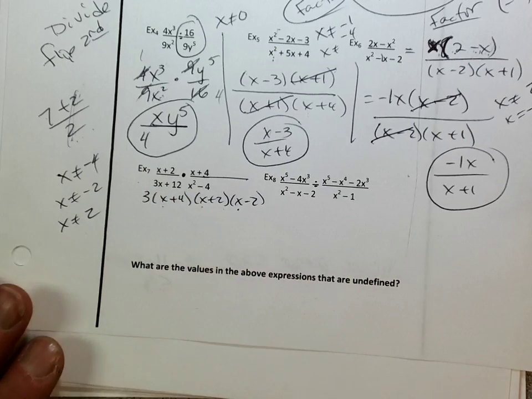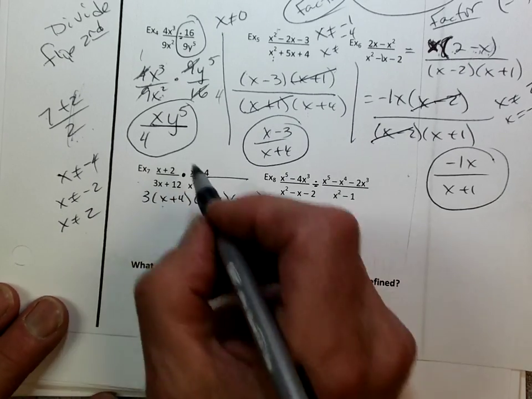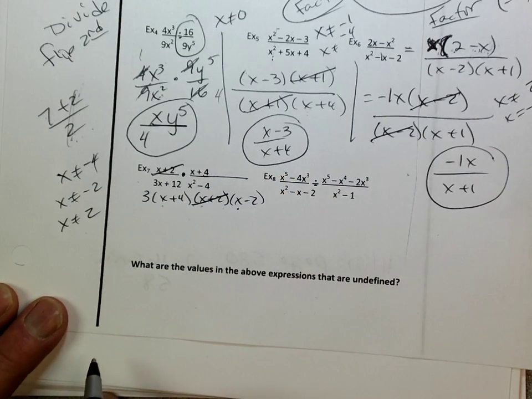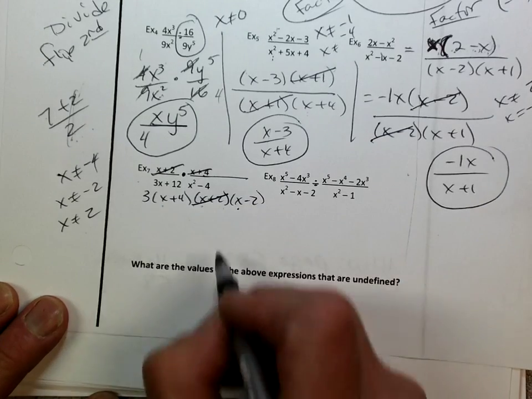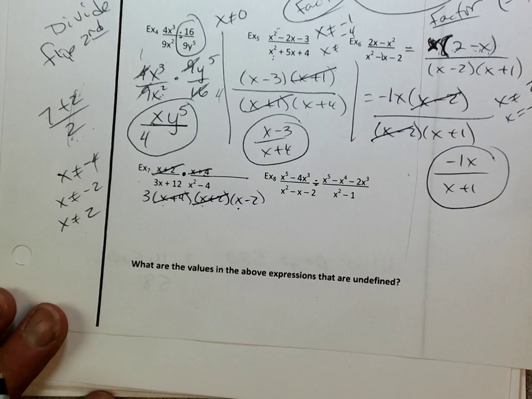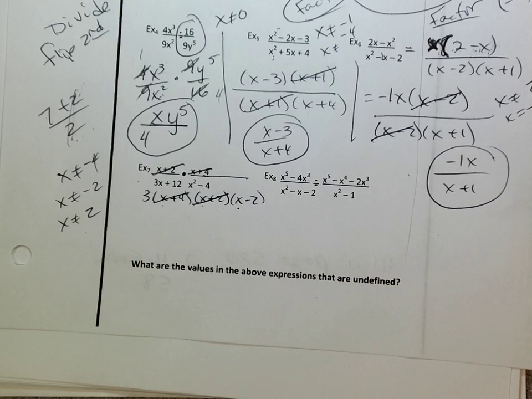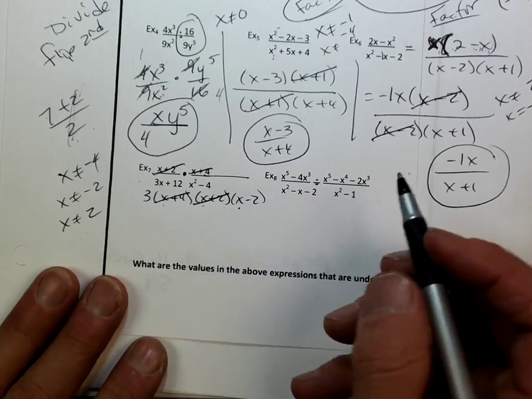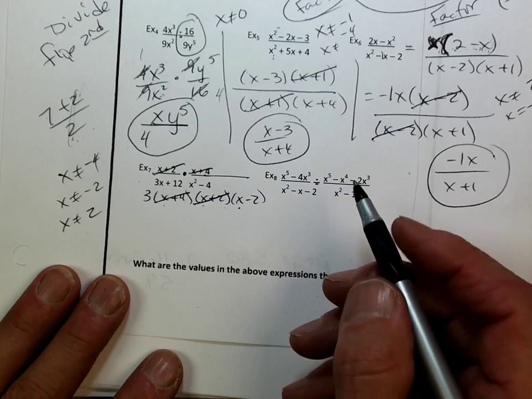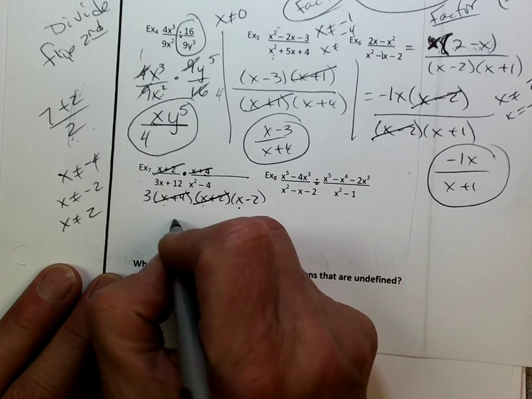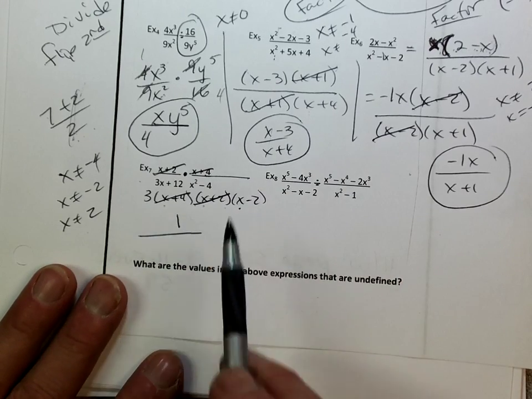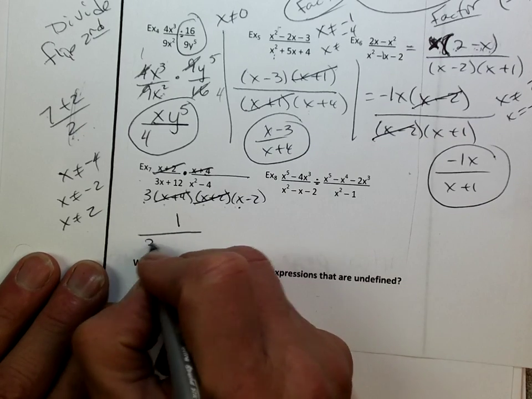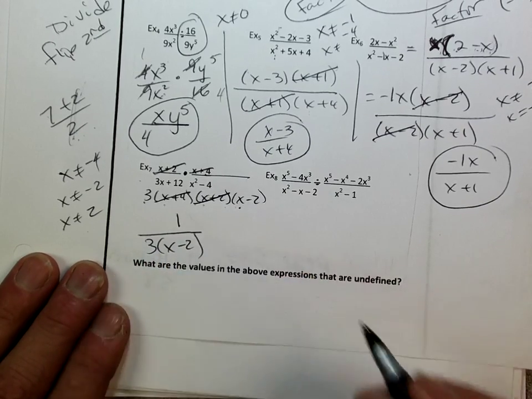But I'm not done. Let's finish this up. So I have an x plus 2 on the top. Cancel that x plus 2, right? I have an x plus 4 on the top. Cancel out that. Okay, so what's my answer? Let's see, there's nothing left on top. I've got to have something on top. My answer is a fraction, but there's nothing on top. What do I put on the top to make sure it's a fraction? A 1, right? So I'll put a 1 over. What's left on the bottom is the 3 and the x minus 2. So I'm just going to go 3 and the x minus 2, okay?